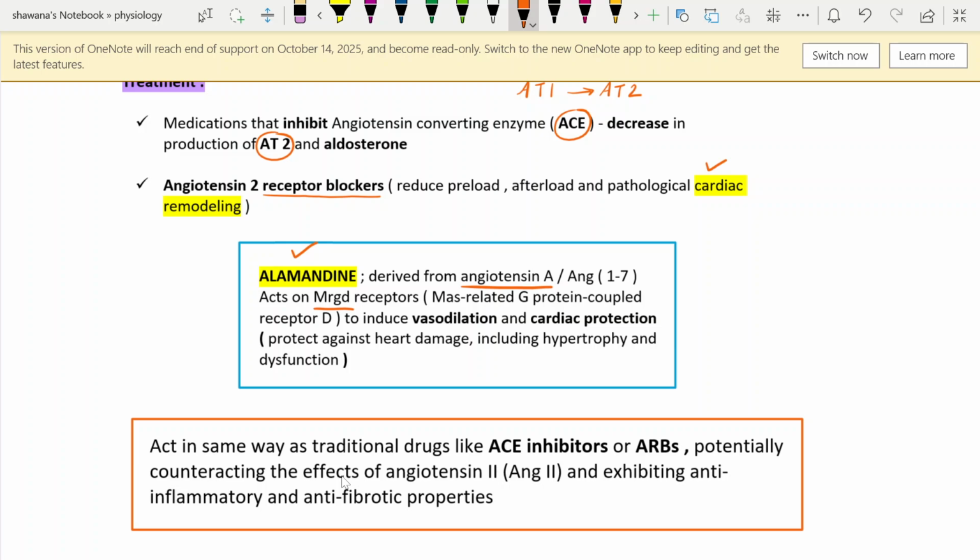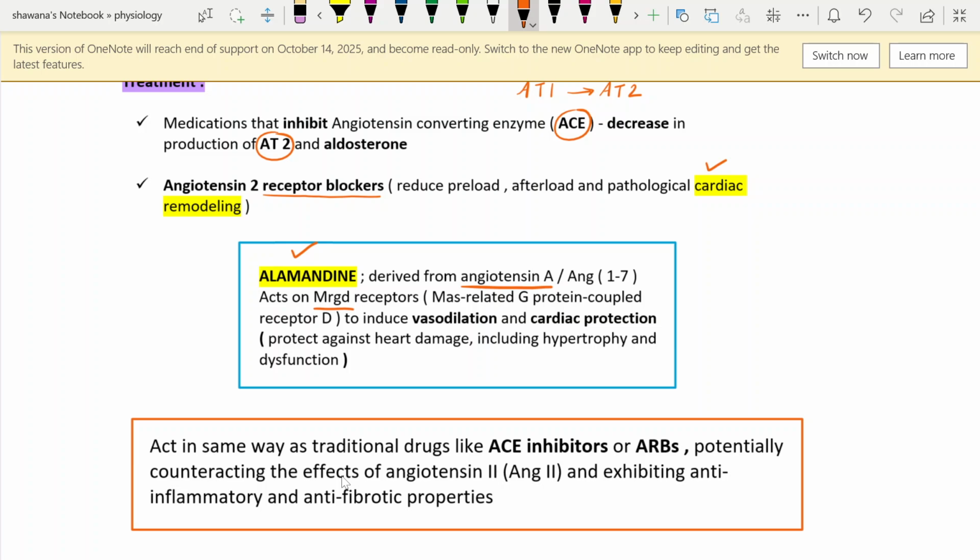And originally, what was angiotensin doing? Angiotensin 2 was vasoconstricting, and in order to inhibit or oppose the action of angiotensin 2, we need something that causes vasodilation, right? And alamandine just does the job. It will cause vasodilation, and it will cause cardiac protection. It will protect the heart from damage, including hypertrophy, cardiac remodeling, and dysfunction. That's what we need to treat it, right?